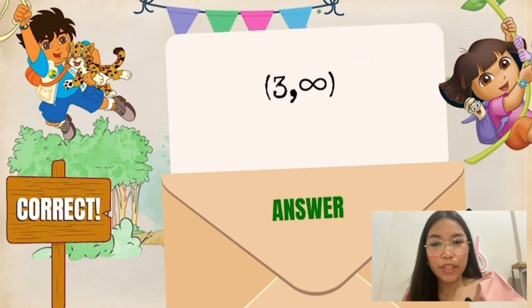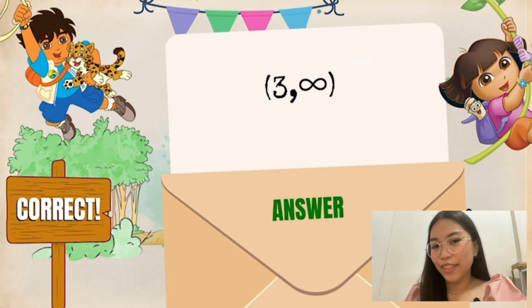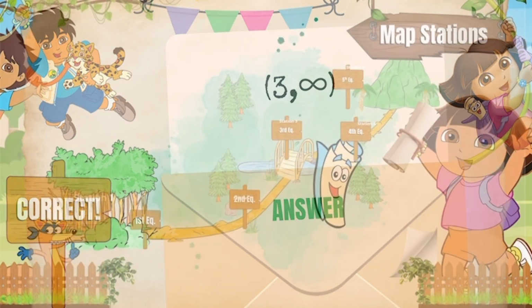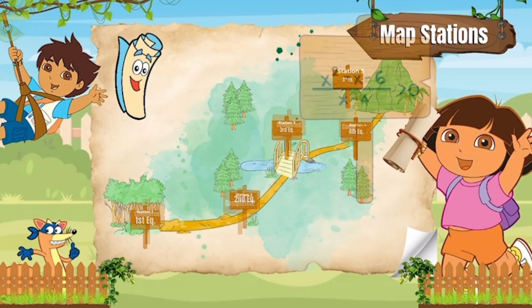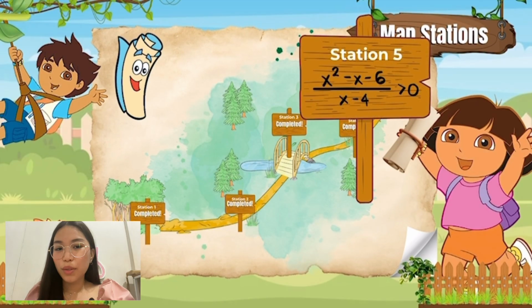Now, let's proceed to the last station. Station 5. This is our last equation. x squared minus x minus 6 over x minus 4 is greater than 0. What about this? How do we solve it? It has a trinomial numerator. Do we factor it out first, or do we just proceed? Let's see. Let's solve it.